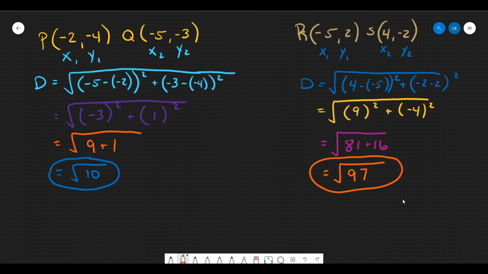So here are the 2 answers that we get. For both of them, we don't actually have to simplify them. They are as simplified as possible. The square root of 10 can't be simplified. The square root of 97 can't be simplified. But for this one, we just have to make sure that the first is x1, the second is y1. Here we have x2 and y2. And then making sure that when we look here, -5 minus -2, that's going to give us -3. -3 minus -4, that's going to give us 1.